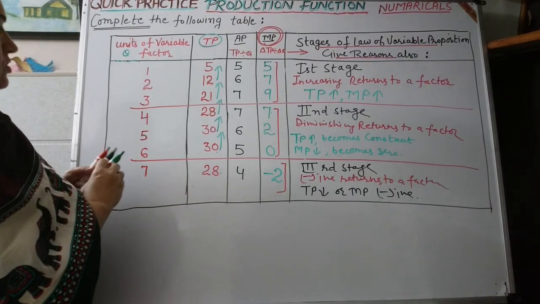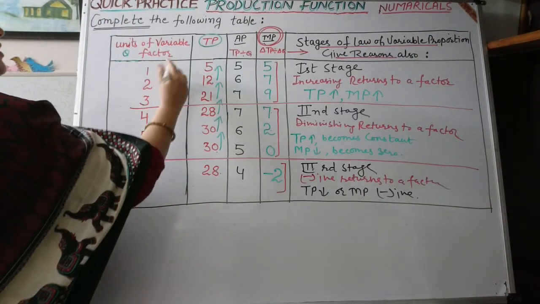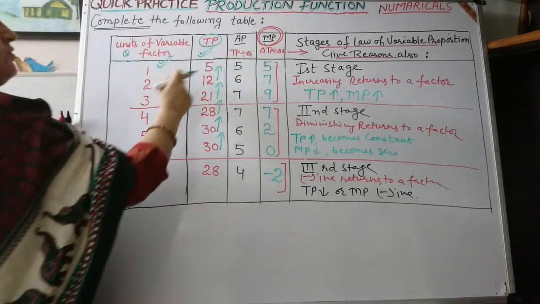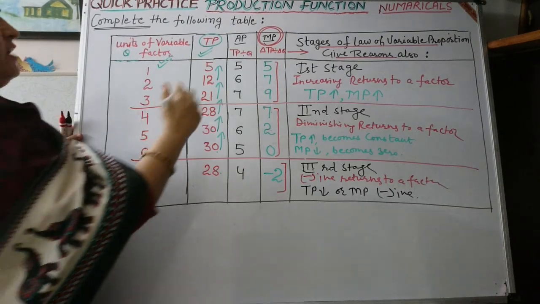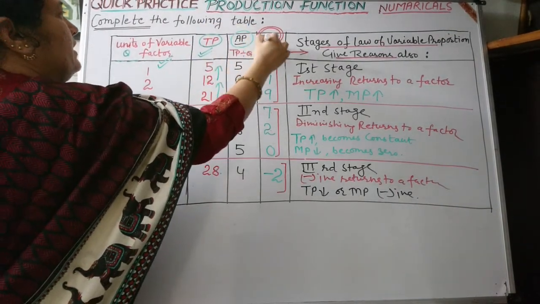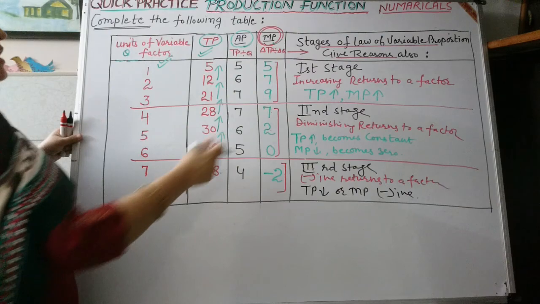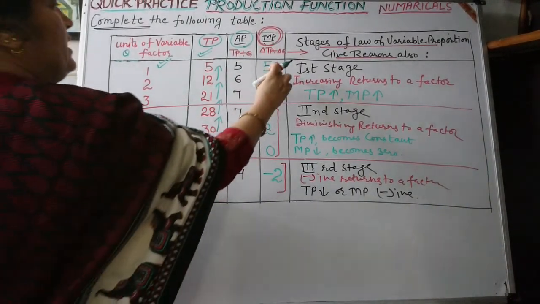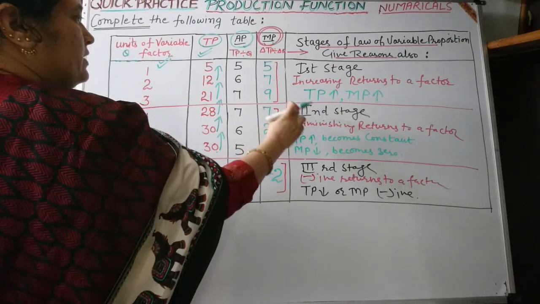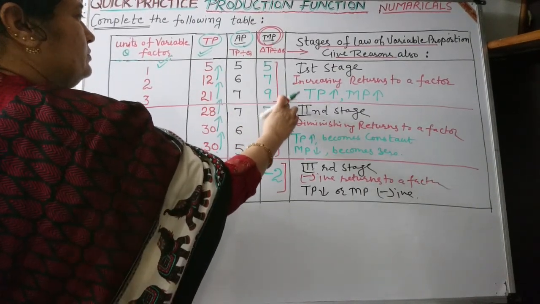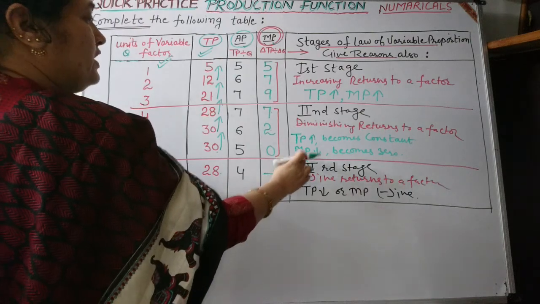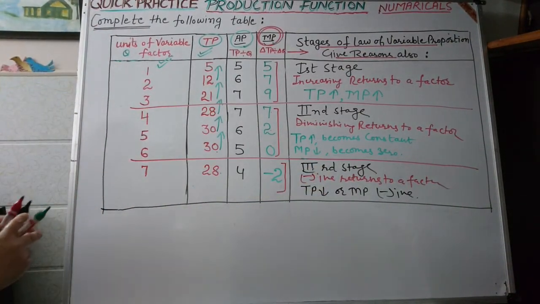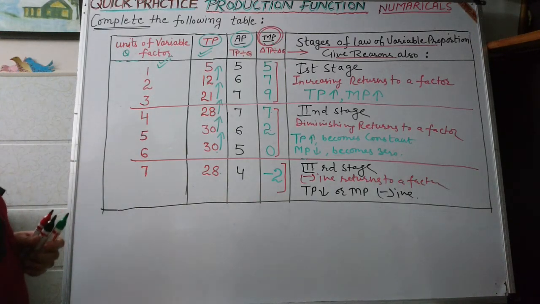So on the basis of the given statement, just units of variable factor and TP were given. We have calculated AP and MP because we have to find out the different stages of law of variable proportion. So MP was required. On the basis of the situation of MP, we have differentiated the different stages of law of variable proportion. So in this way we can calculate all the numericals.